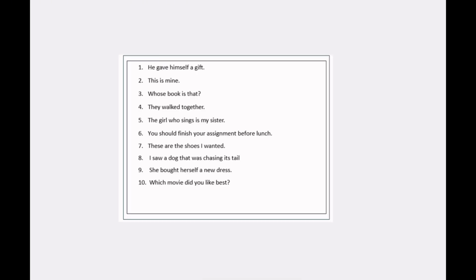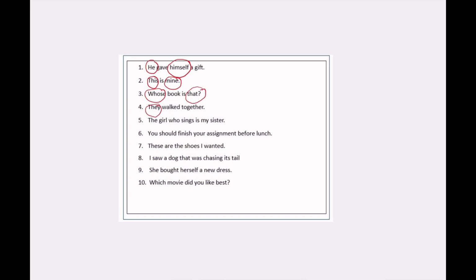Can you identify the pronoun and the type of pronoun in these sentences? He gave himself a gift. He, personal. Himself, reflexive. This is mine. This, demonstrative. Mine, possessive. Whose book is that? Whose, interrogative. That, demonstrative. They walked together.